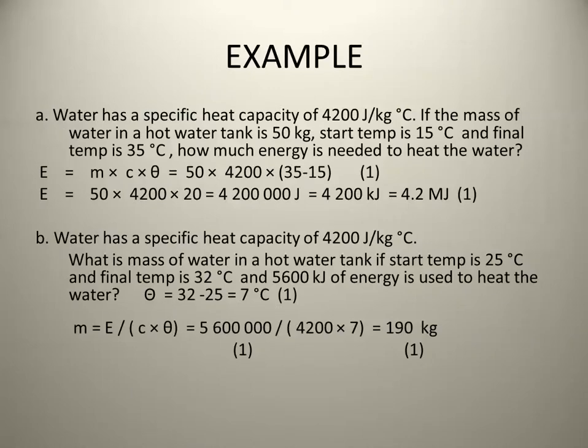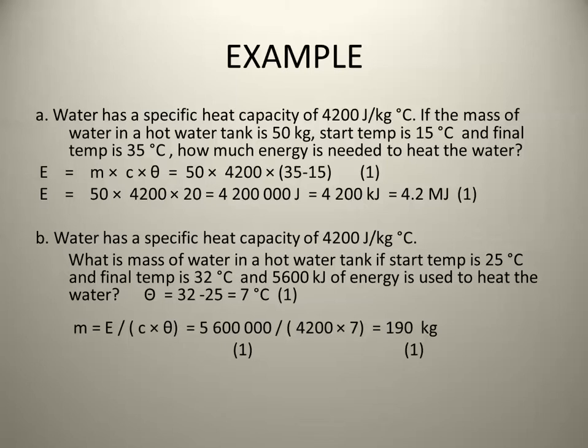Right, some examples. Just work your way through these examples. You'll see the first one is a classic example, which is just E equals m times c times theta. Notice we've got a start temperature and a final temperature. So theta, being the temperature difference, is 35 minus 15, which is 20. Other than that, we're just putting the numbers in the right order. You notice as well that the energy is actually a very big one, 4,200,000, which can be written as 4,200 kilojoules.